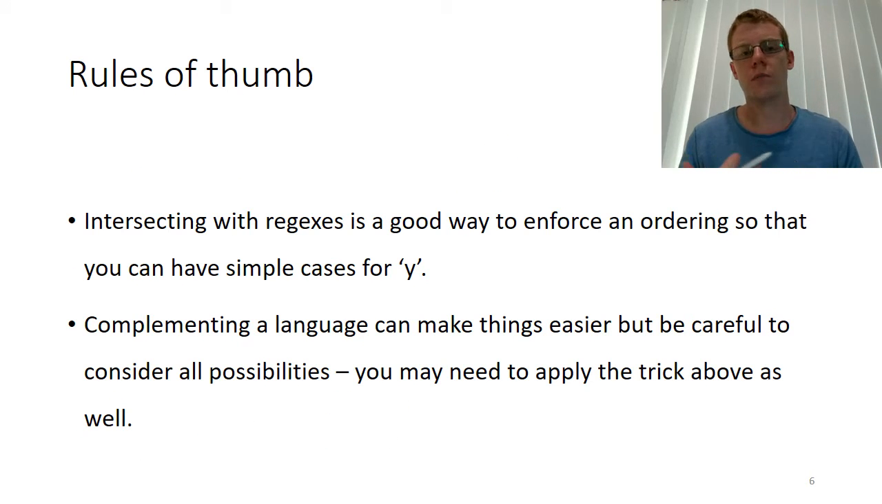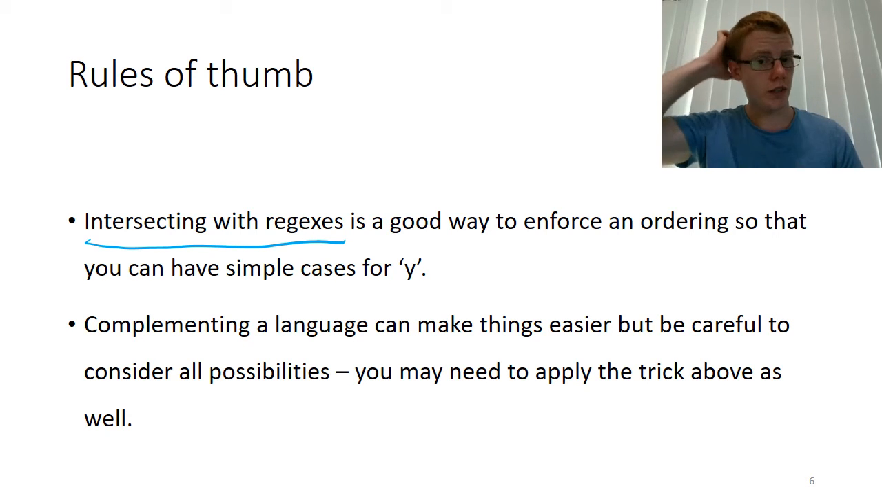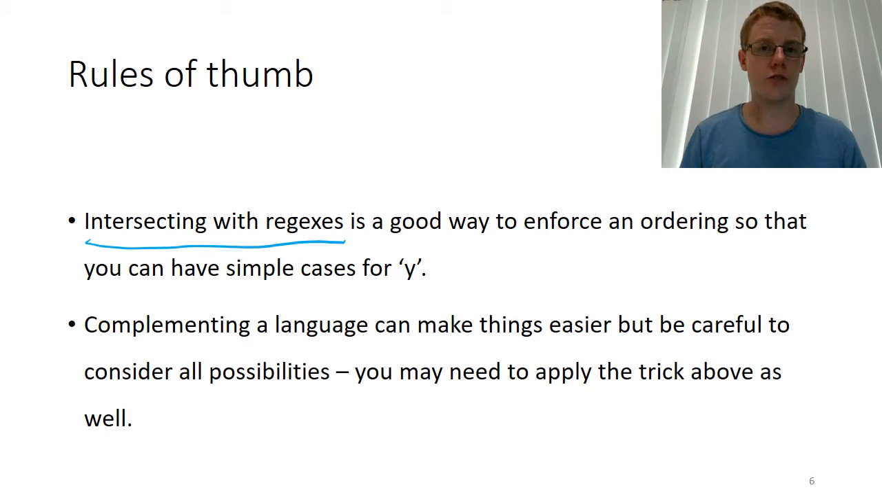So, to sum up, we end up with in this video two good rules of thumb that we can use to use the closure properties to help us make our pumping theorem proof simpler. So the first is we can use the fact that the regular languages are closed under intersection by intersecting the language that we care about with a regex so that we can enforce extra constraints.